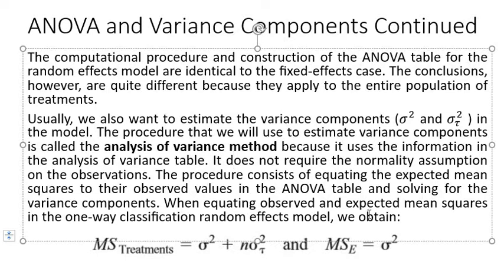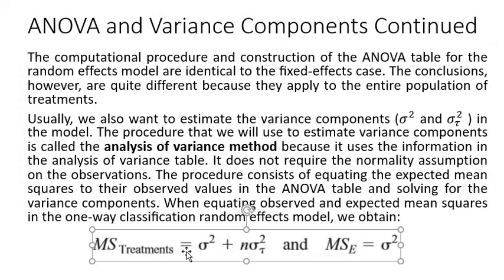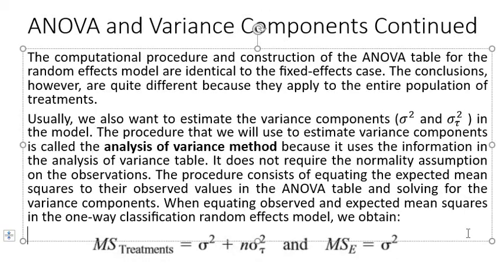When equating observed and expected mean squares in the one-way classification random effects model, we obtain the following. The mean square of the treatments is equal to, these are the formulas, sigma squared plus n times sigma squared sub tau. And the mean square of the error is equal to sigma squared, the variance.